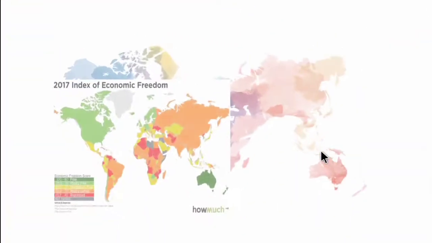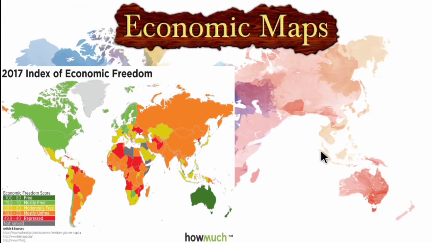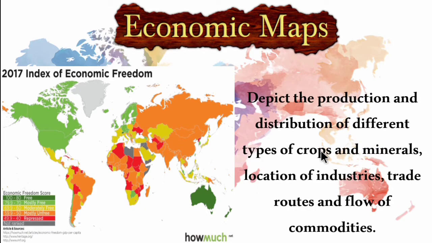The next one is the economic map, another type of cultural map. It depicts the production and distribution of different types of crops and minerals, location of industries, trade routes and flow of commodities. From the economic map, we can know about the production or the economic status of a particular place.